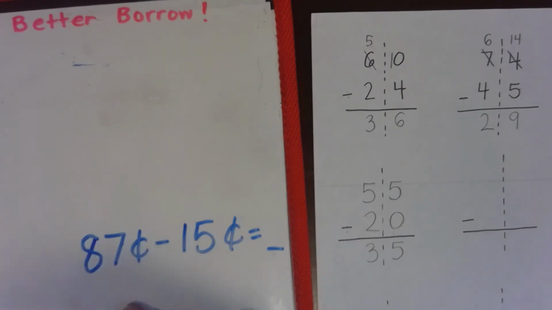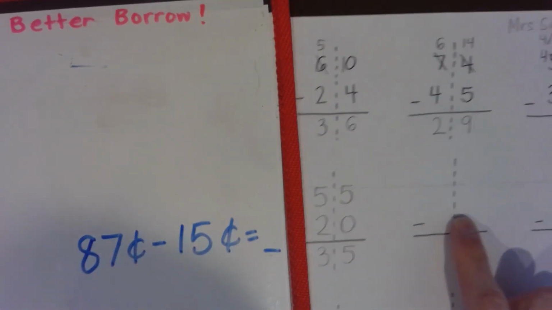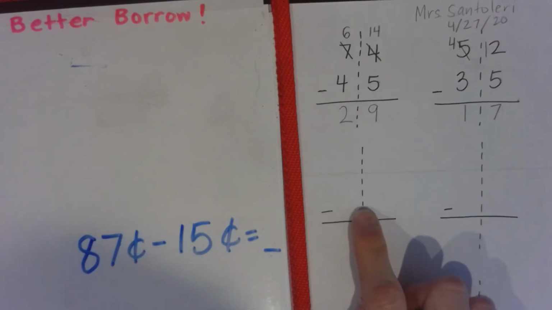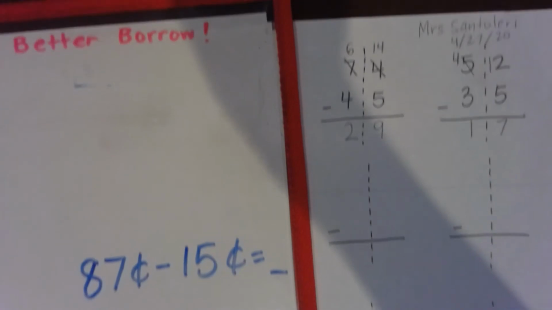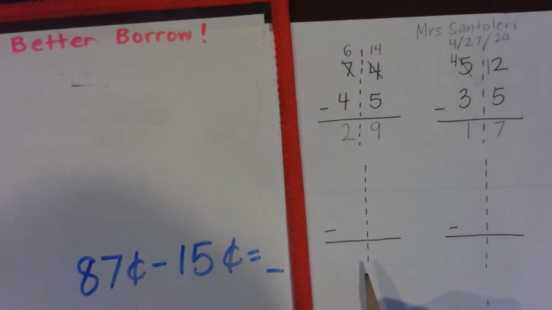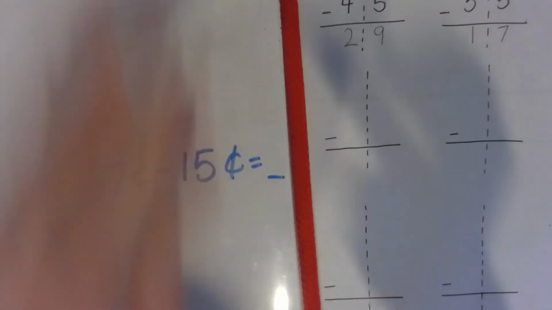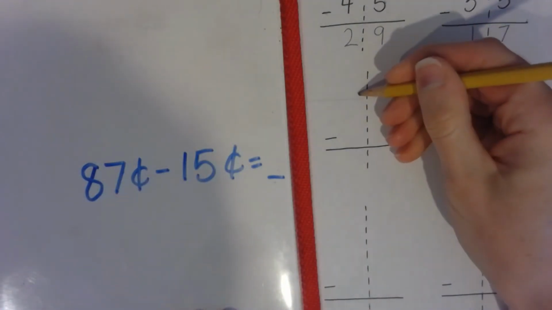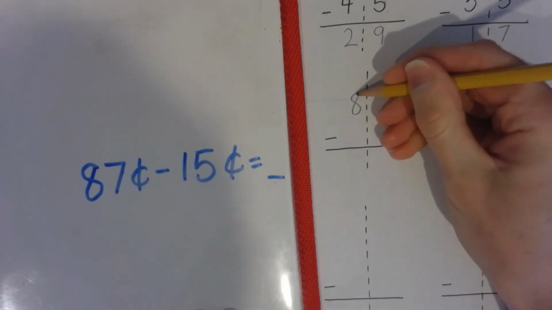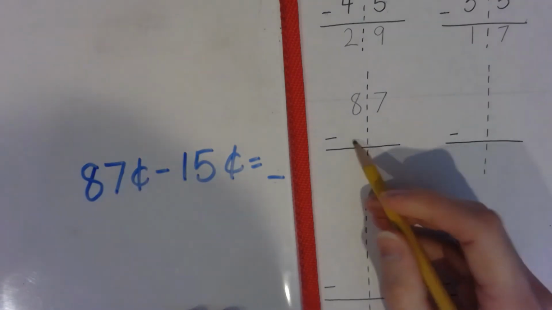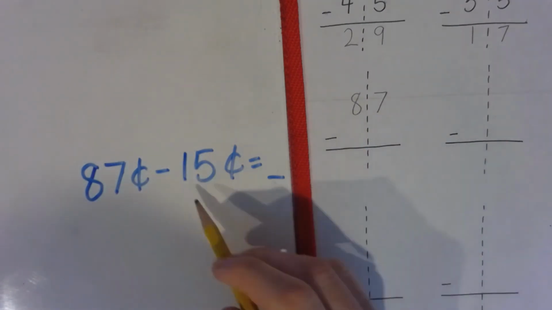Now, 87 minus 15, we're going to write that in right here. I'm going to slide mine over. Where will you write that? 87 goes first, so we'll say 87 on top. 8 tens and 7 pennies. And make sure you leave a space underneath for you to write 15.